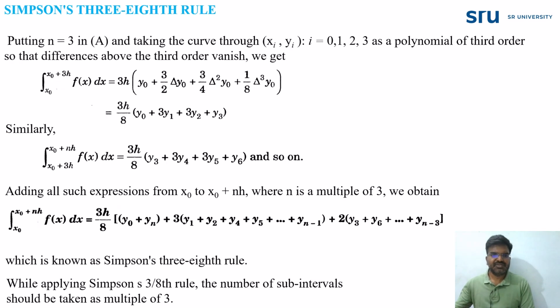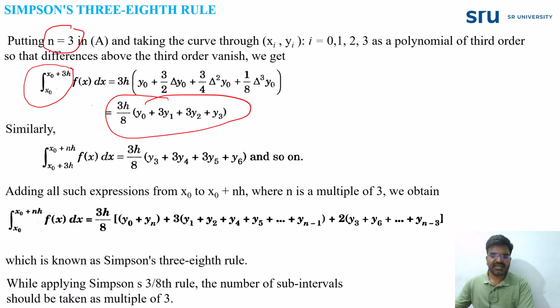Now, Simpson 3/8 rule. In Newton Cotes formula, if we use n equal to 3, every time we have to use 3 subintervals. So we have to integrate the function in 3 subintervals. In Simpson one-third, we are using only 2 subintervals. Now we are using 3 subintervals. See, this is the integral value.